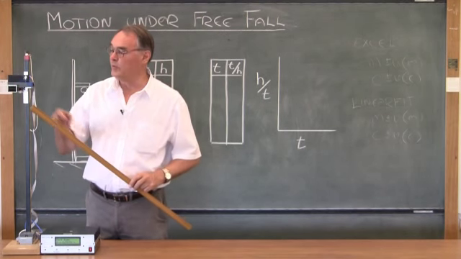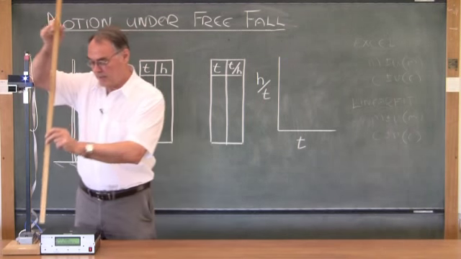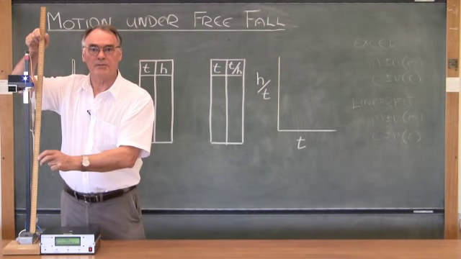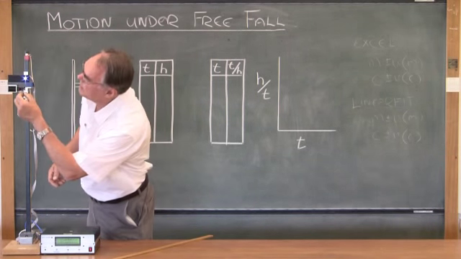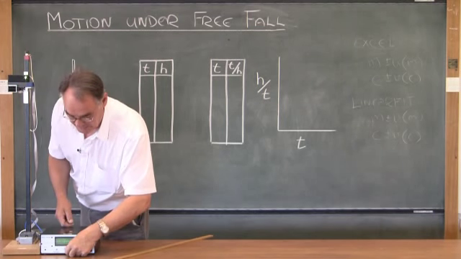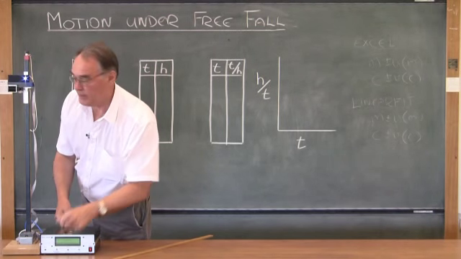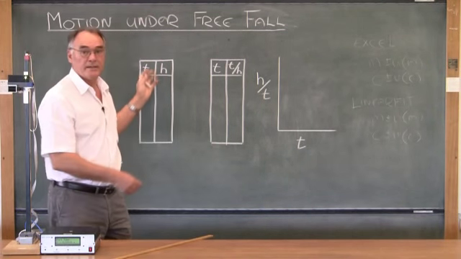We'll start off by adjusting the height of this release mechanism and then measuring that height by means of a meter stick like this. You'll fit one of these little steel balls into the release mechanism, then you will reset and set the timer, and the reading that you'll get there you'll record in a data table like this.